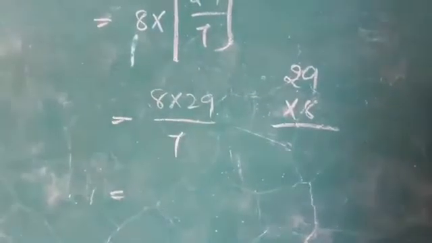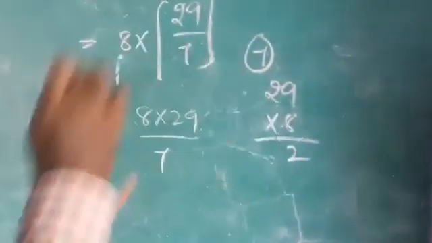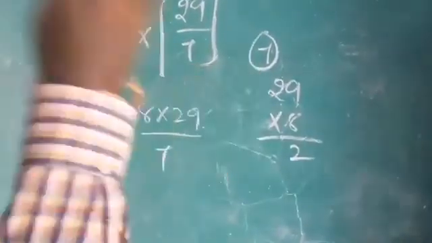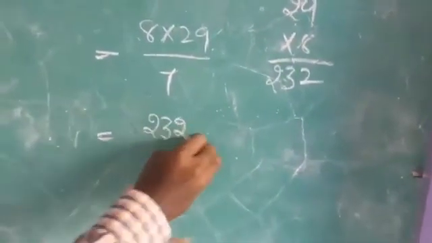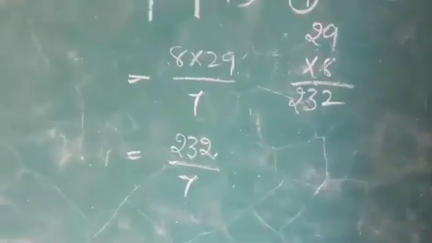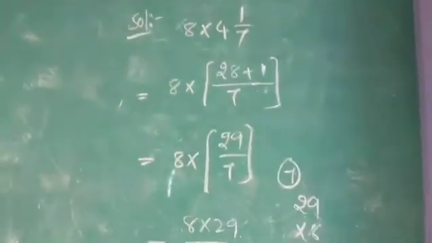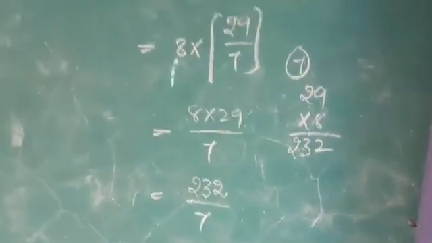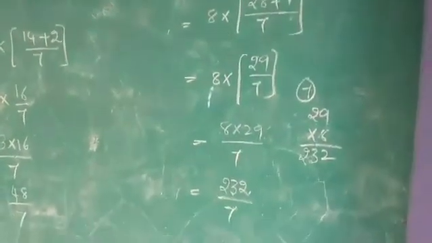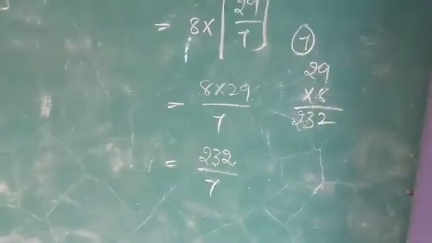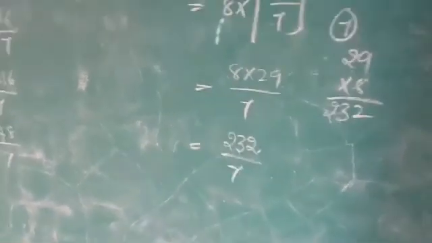8 7s are 56. 5 carry. 8 2s are 16, 16 plus 5 is 21. So 216 by 7. See, observe it clearly, everyone. It's very important to you. So 216/7. Focus on it clearly, that's all.